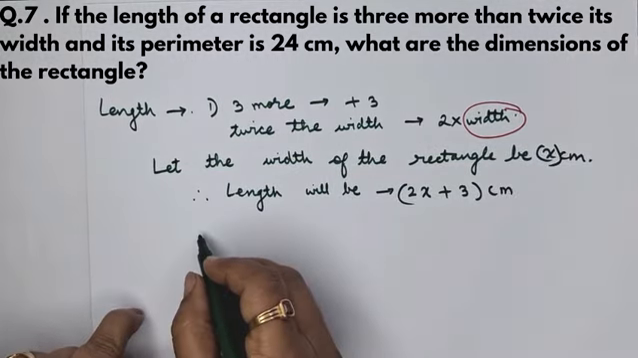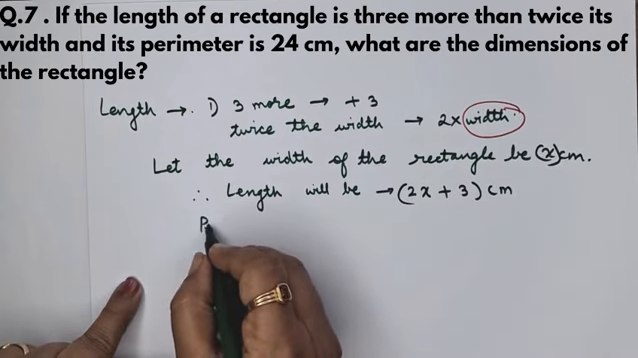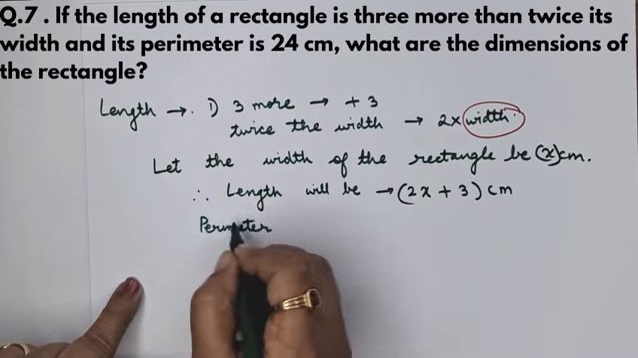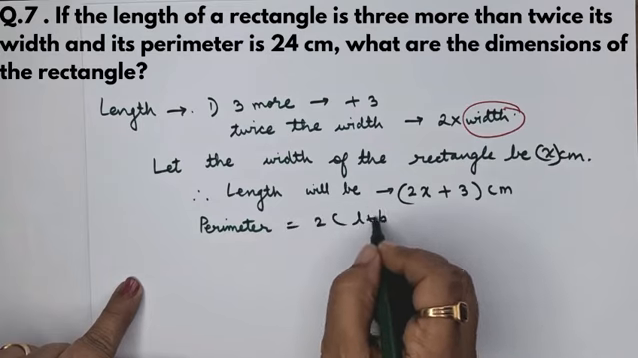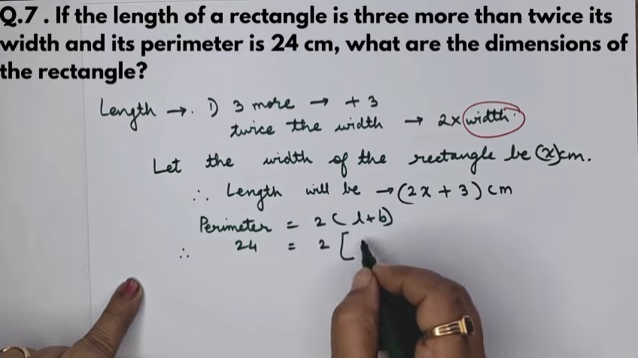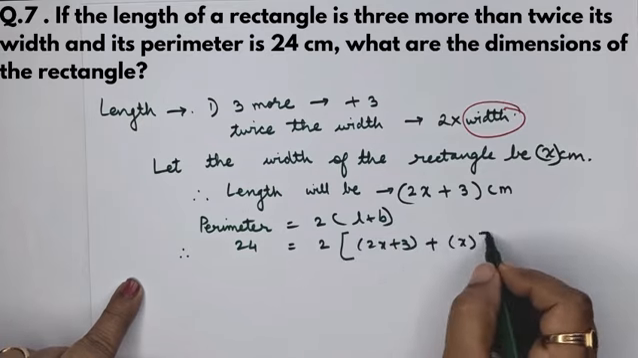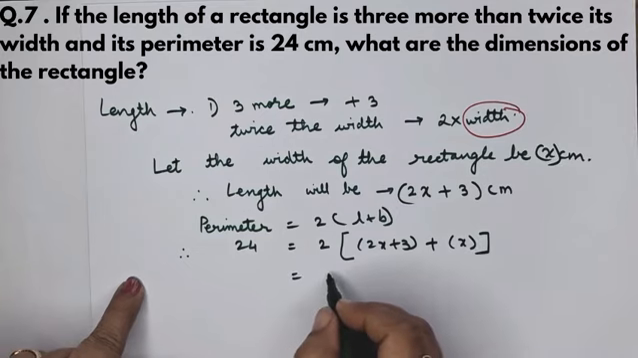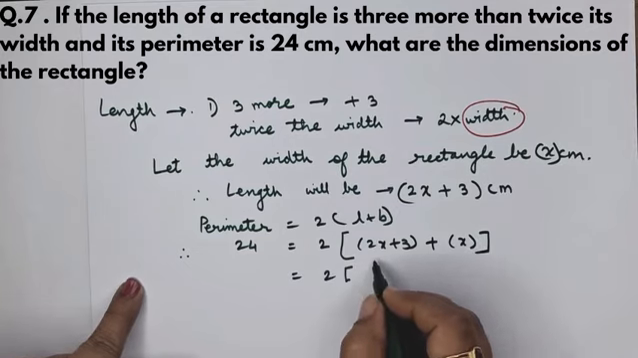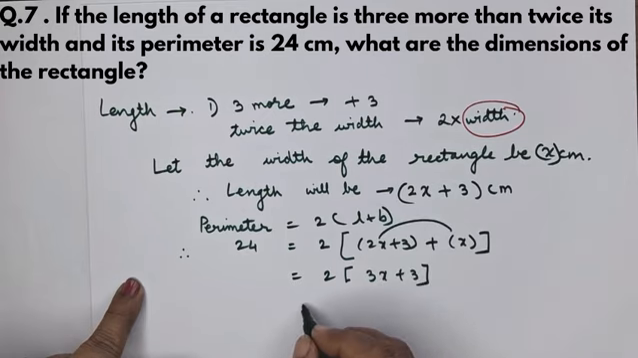Now, more information is given, that is perimeter. We know perimeter of a rectangle is equal to 2 into (L plus B). Putting the values, perimeter is given 24 in the question and 2 as it is, value of L is 2x plus 3 and value of B is x. So, solving further, we get 3x plus 3.